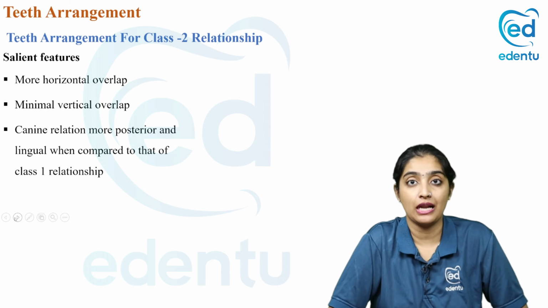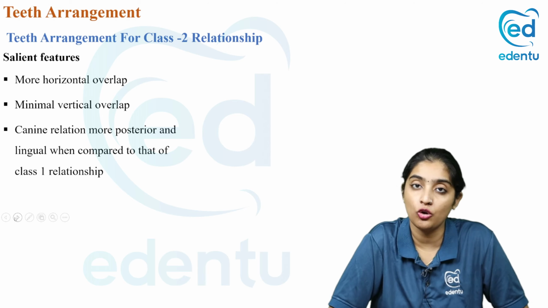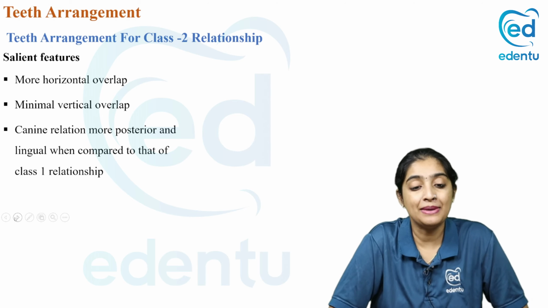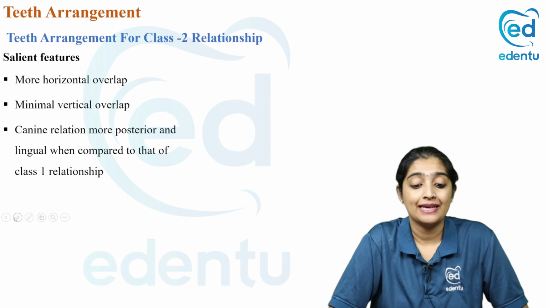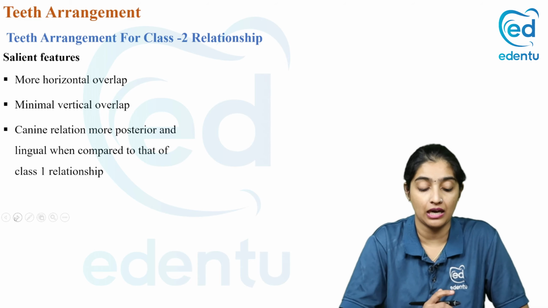Teeth arrangement for class 2 relationship. Salient features would be that more horizontal overlap is given, with minimal vertical overlap. Canine relationship will be more posterior and lingual when compared to that of the class 1 relationship.